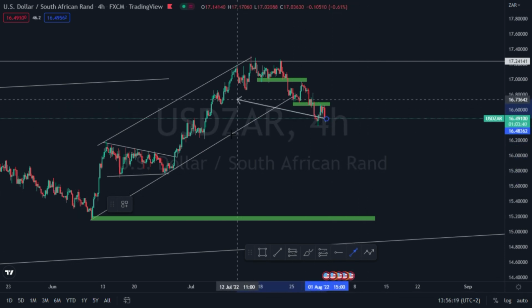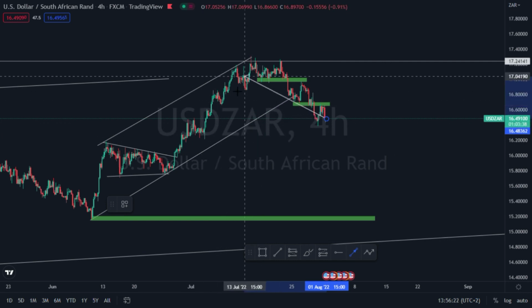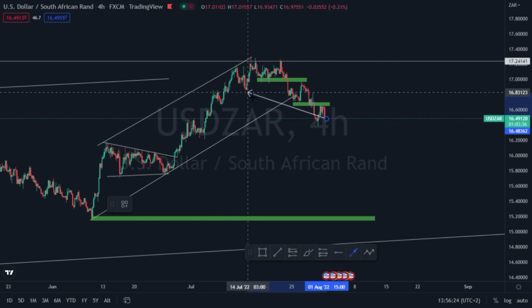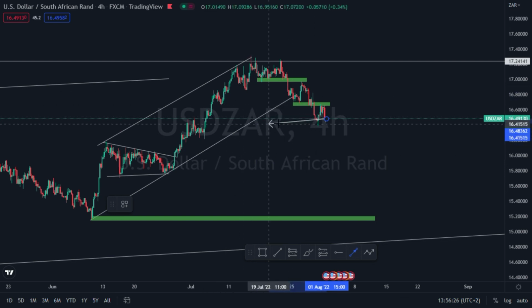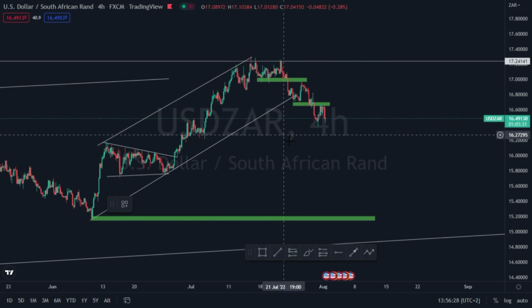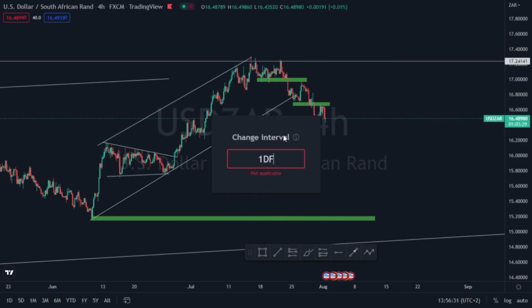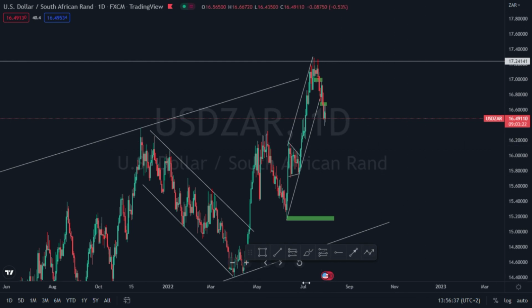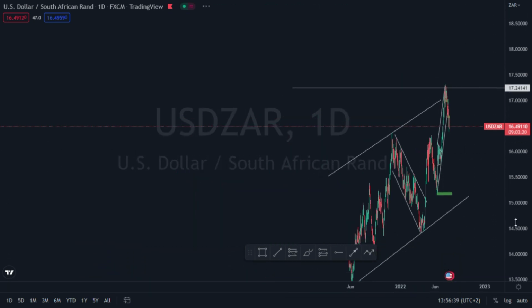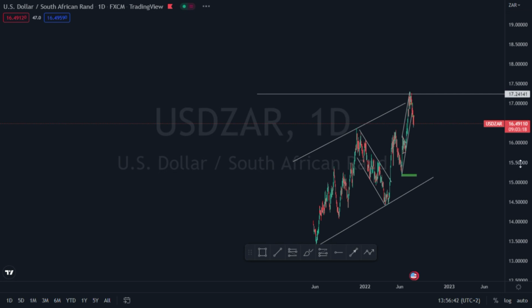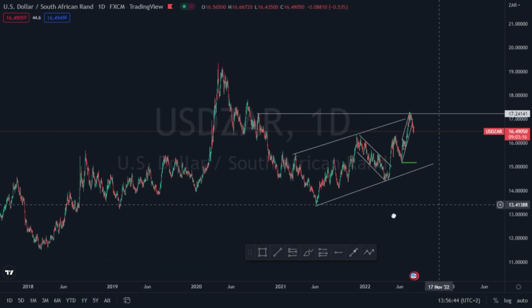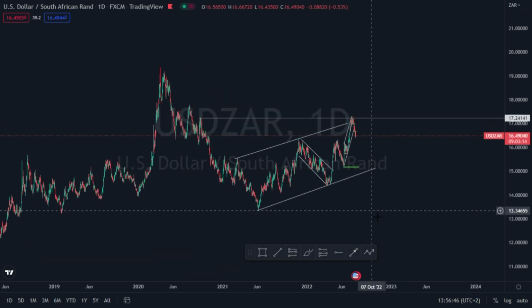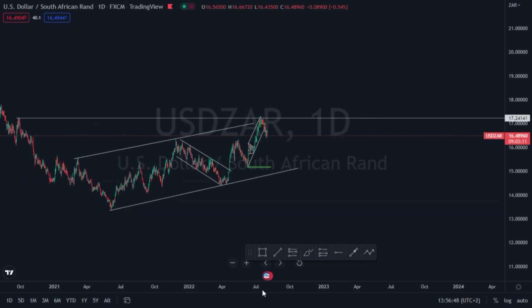As we can see, this is a continuation pattern to the downside. This is a reversal structure, by the way, because it is a pattern within a pattern. We already saw on the daily time frame, sorry about that, what had happened to this market, right? We can already see what is actually happening on this market. This is what is happening on this USDZAR.